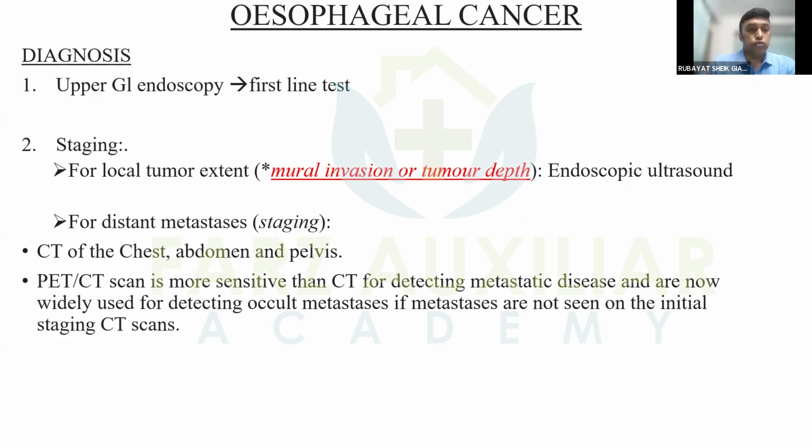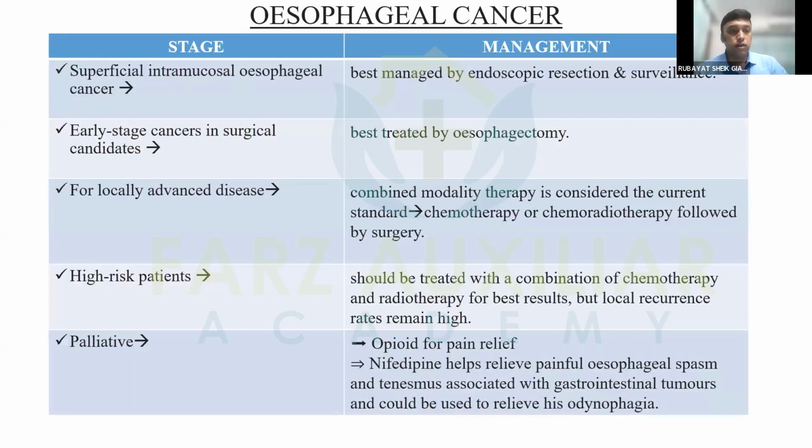Very important question. To understand if there is any distant metastasis, obviously you do a CT scan of the chest, abdomen, pelvis, and you can also do a PET scan. So when you have distant metastasis, you need these investigations. If there is no distant metastasis, the only way to understand if there is any local tumor invasion, mural invasion, is an endoscopic ultrasound. This is an important question.